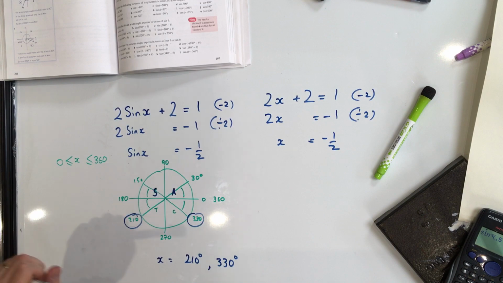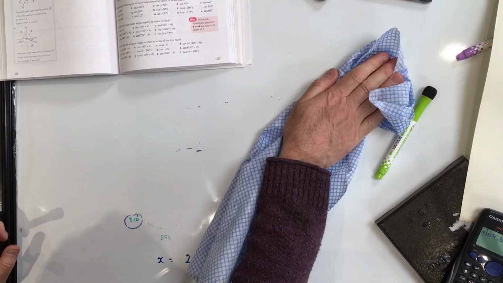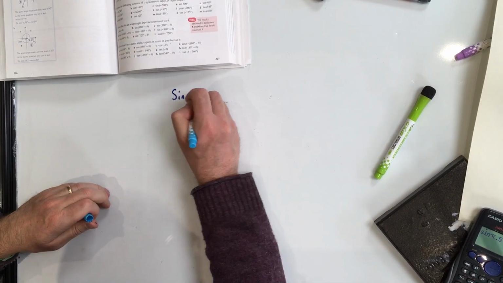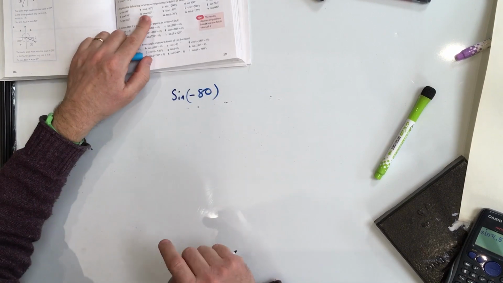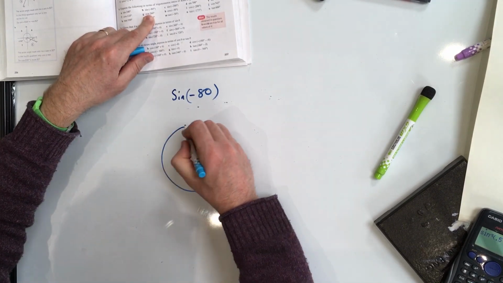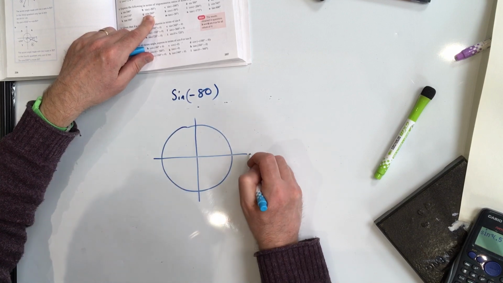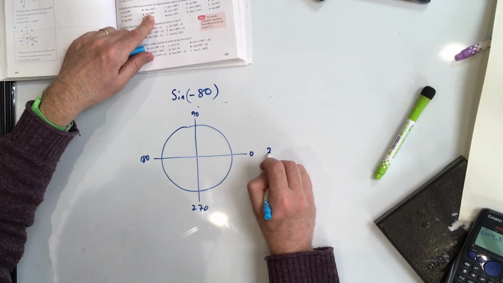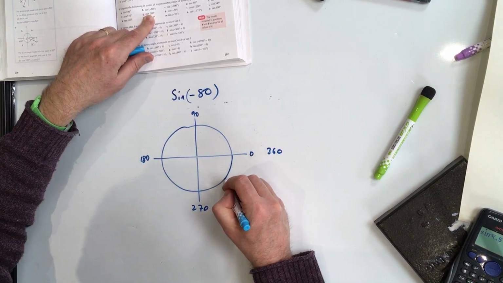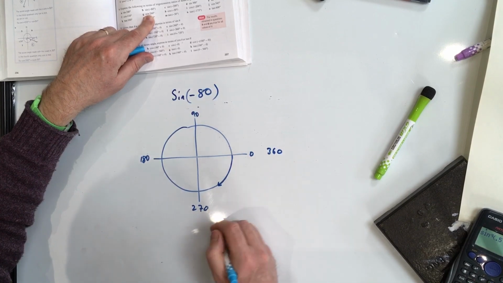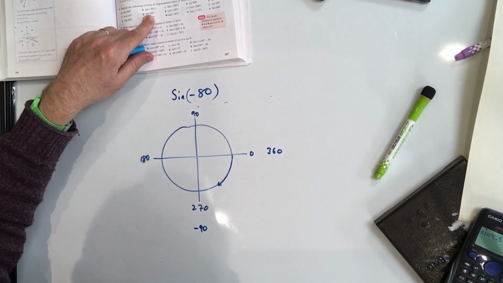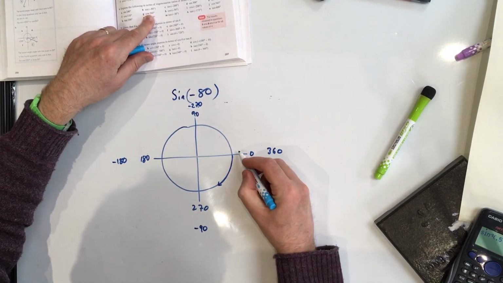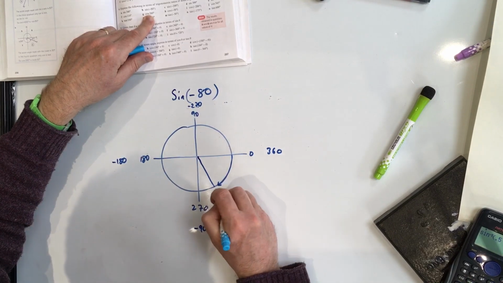I'll just do one more, because I've just spotted there, the next one, minus 80 degrees. It's asking you to find the sine of minus 80 degrees, and it wants it as a positive acute angle. So 0, 90, 180, 270, 360, and if you go minus 80, you're going down here, and this is going negative. So this is also minus 90, minus 180, minus 270, and minus 360. So minus 80 is about there.